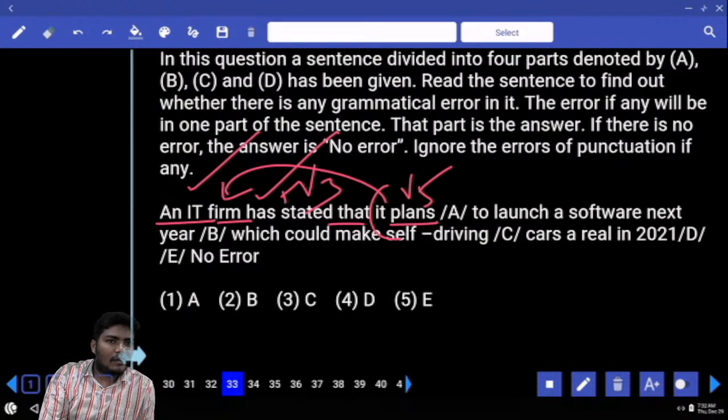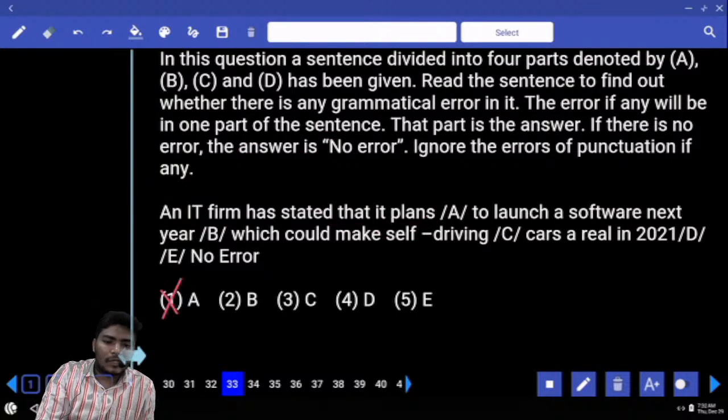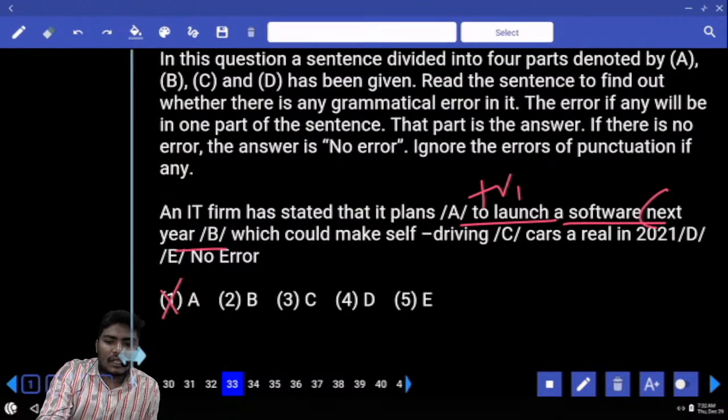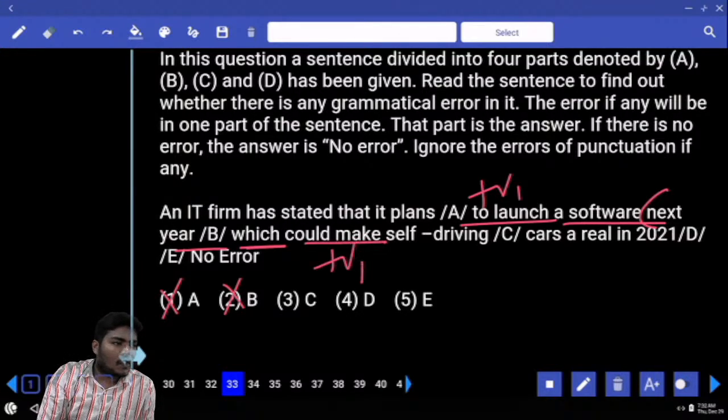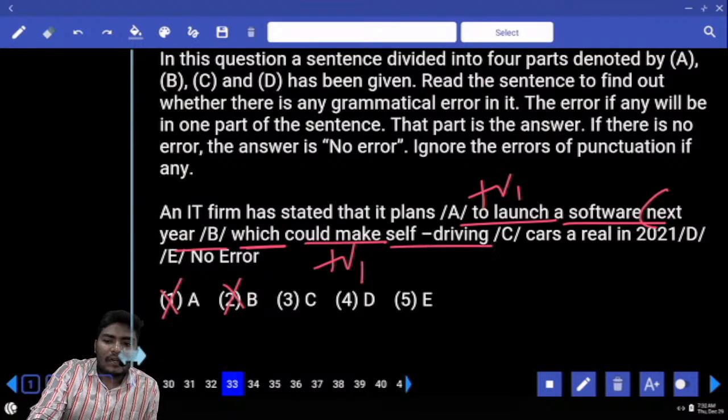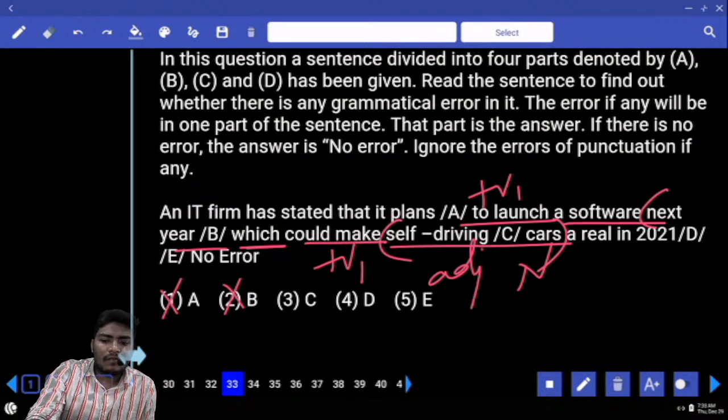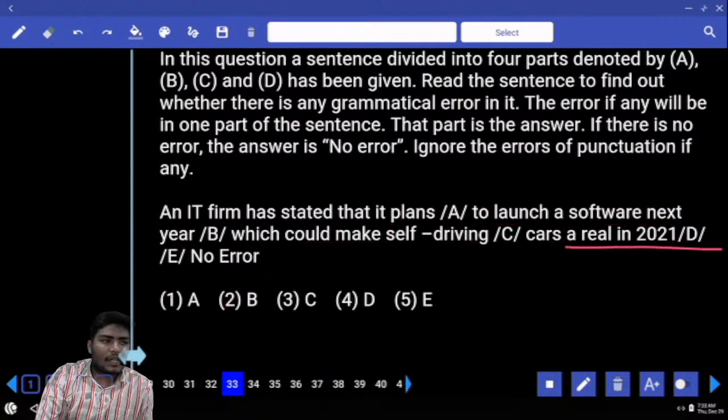Is that okay till there? No error in the first one, it is absolutely fine. It plans to launch a software next year. Second is also fine. Next year, which could make; could is followed by make. Self-driving cars together is a noun phrase. Self-driving is an adjective. Okay, they want to make these self-driving cars a real in 2021.